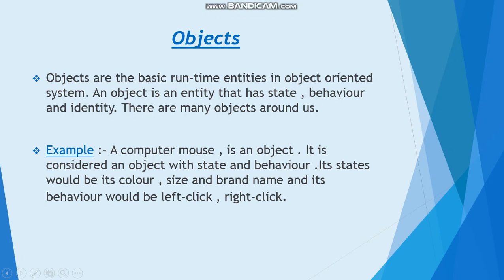Objects are the basic runtime entities in an object-oriented system. An object is an entity that has a state, behavior, and identity. There are many objects around us. For example, a computer mouse is an object. It is considered an object with state and behavior. Its state would be its color, size, and brand name, and its behavior would be left click and right click.